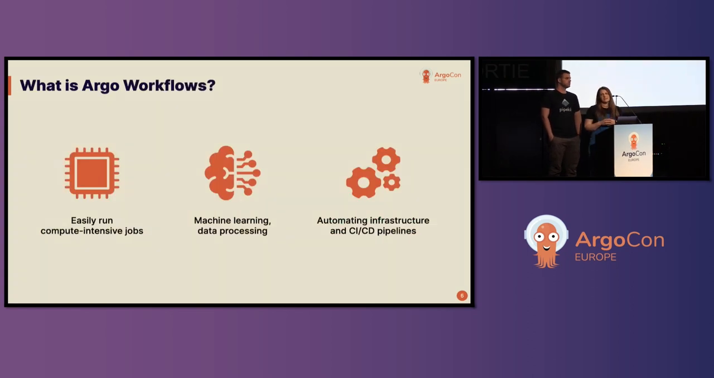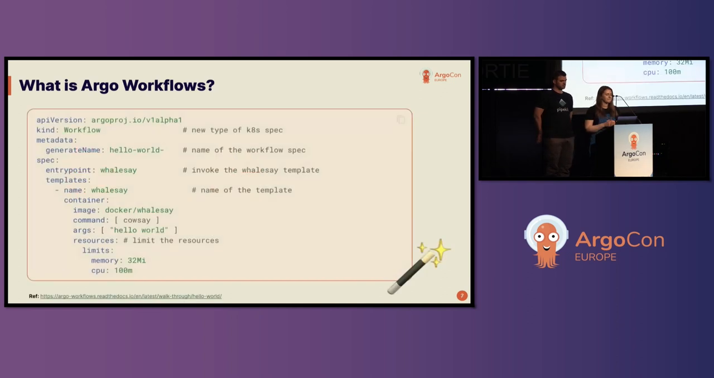This flexibility means that Argo Workflows is great for running compute-intensive jobs, so things like machine learning, data processing, in an efficient way. And it's also really effective for automating infrastructure and CI/CD pipelines. Now, because Argo Workflows handles this orchestration for us, what that means for us as a user is we can simply define a resource of kind workflow, submit that to the Kubernetes API, and watch Argo Workflows work its magic without ever really needing to know what's going on behind the scenes.